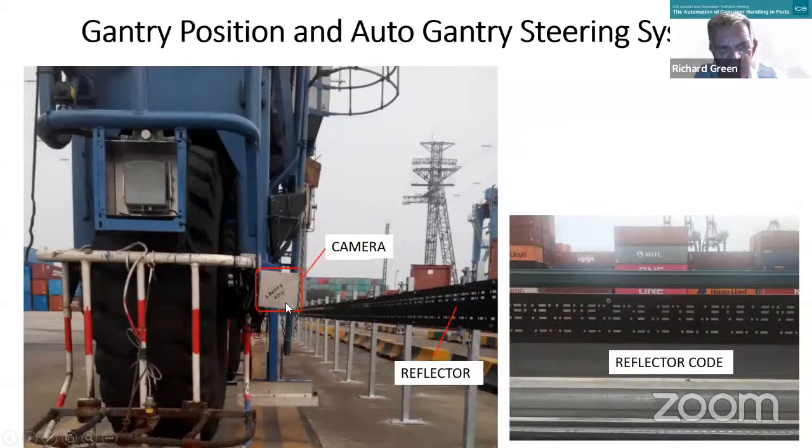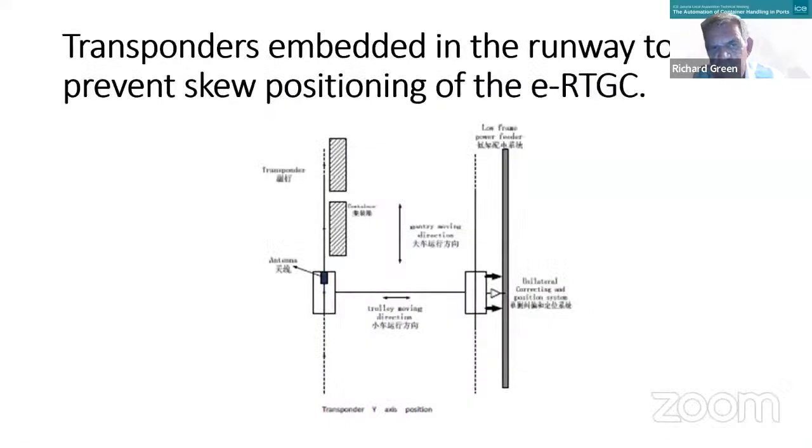So this is the RTGC. This is the reflector and the reflector code. We have a camera here that looks at the code, and from the code, it can determine where he is, which stack he's on, whether he's on the right stack, whether he's in the right position to pick up the container. And that information is pumped through to the RTGC from the operator remotely.